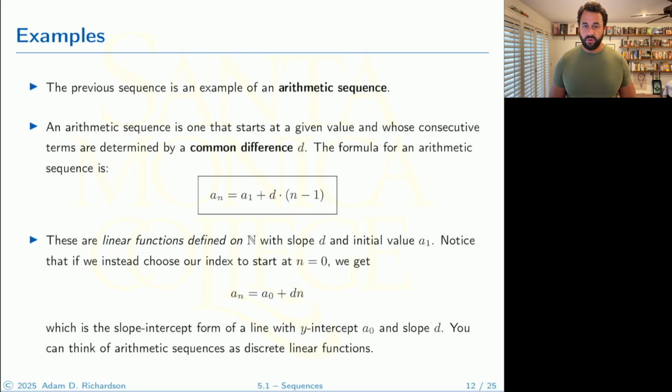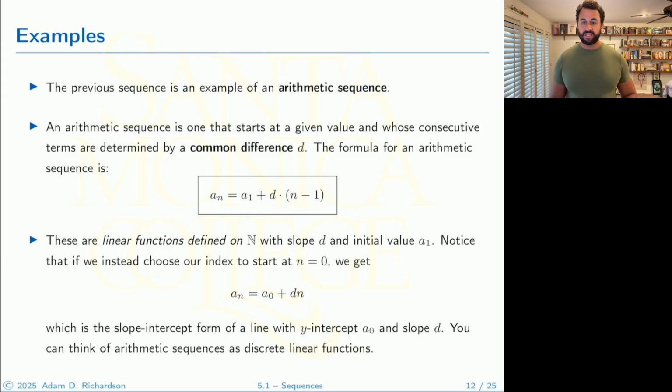All right. So that sequence that you just saw, this one right here, is actually an example of what we call an arithmetic sequence. These are a particular kind of sequence that are pretty important. An arithmetic sequence is one that starts at a given value, and the consecutive terms are determined by a common difference d. This might sound familiar. The formula for an arithmetic sequence will always have this general structure. So the nth term is going to be the first term plus d times n minus 1.